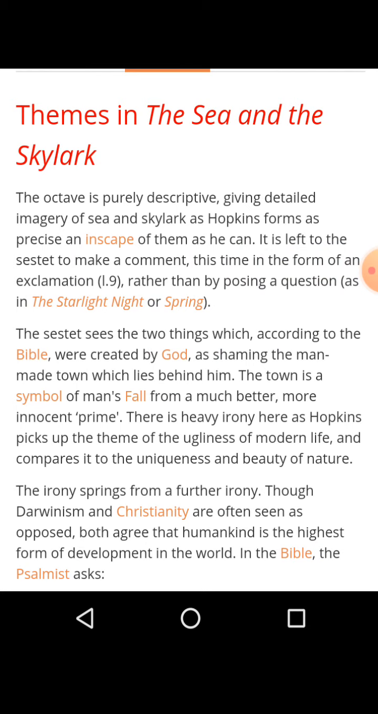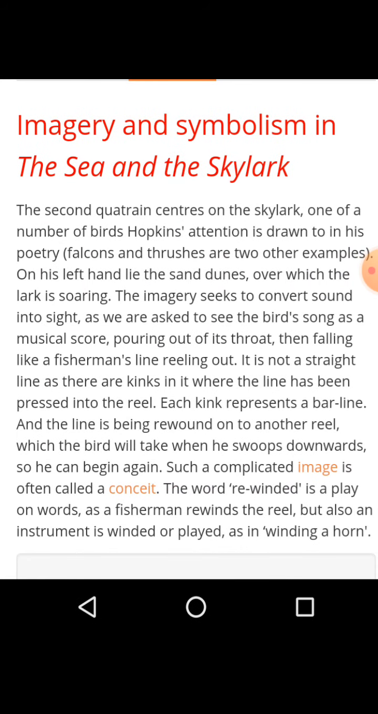The irony springs from a further irony, though Darwinism and Christianity are often seen as opposed. Both agree that humankind is the highest form of development in the world. And in the Bible, the psalmist asks. Imagery and symbolism in The Sea and the Skylark.